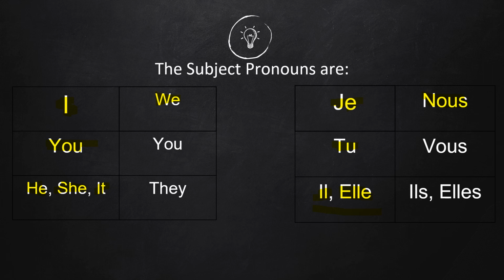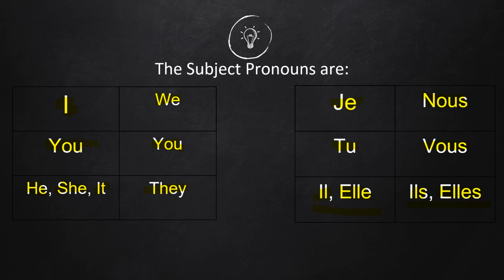Now moving ahead, we becomes nous. Notice how we don't pronounce the S at the end of a word. In fact, we only pronounce the S at the end of a word if the word following it starts with a vowel. Again, you becomes vous. Again, no sound of S here. Now for they, there are two different words because they would either be masculine or feminine. So if you're talking about something masculine, use ils. And if you're talking about something feminine, use elles. Again, these S are not pronounced.